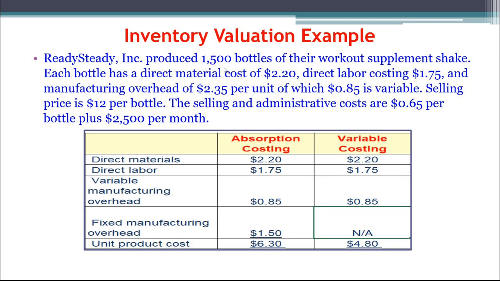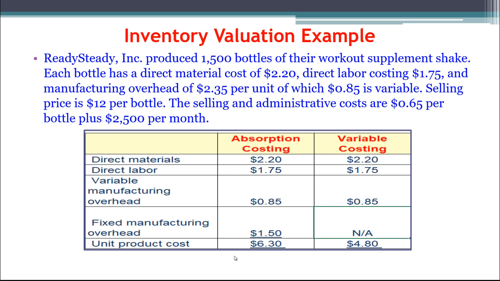Ready Steady Incorporated produced 1,500 bottles of this workout supplement shake. Each bottle has a direct material cost of $2.20, direct labor costing $1.75, and manufacturing overhead of $2.35 per unit, of which 85 cents is variable, and the other $1.50 is fixed. The selling price is $12 per bottle. That's revenue, not a cost. The selling and administrative costs are 65 cents per bottle, plus a fixed amount of $2,500 per month.